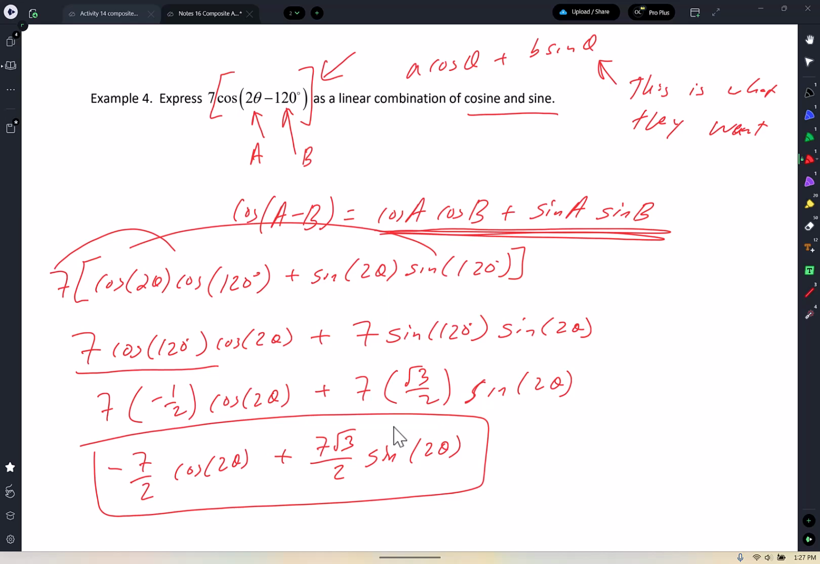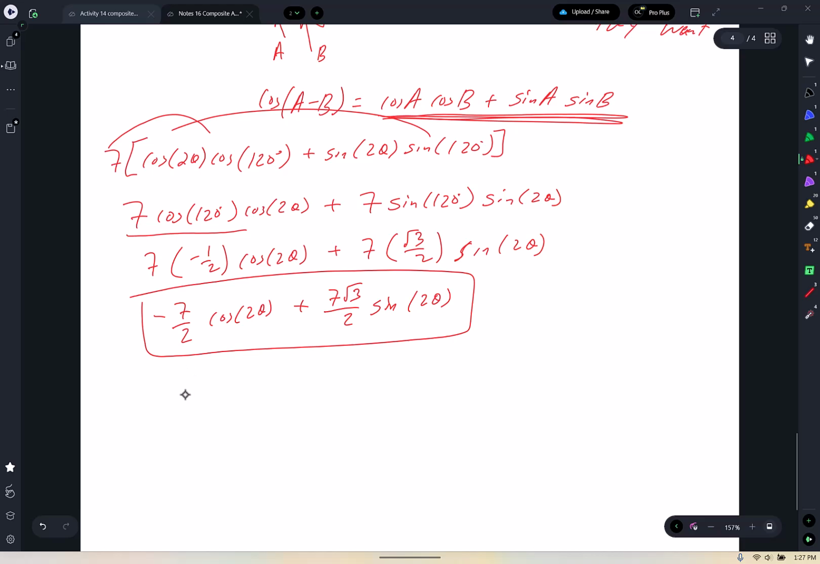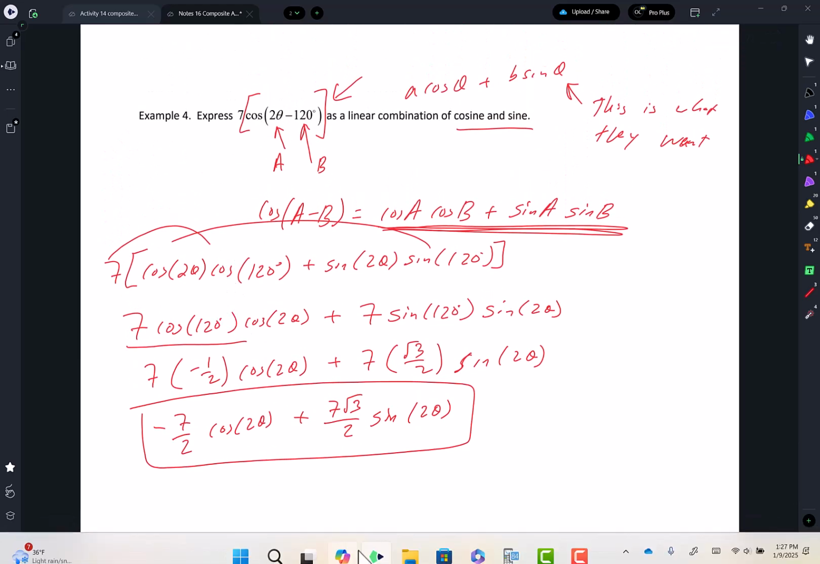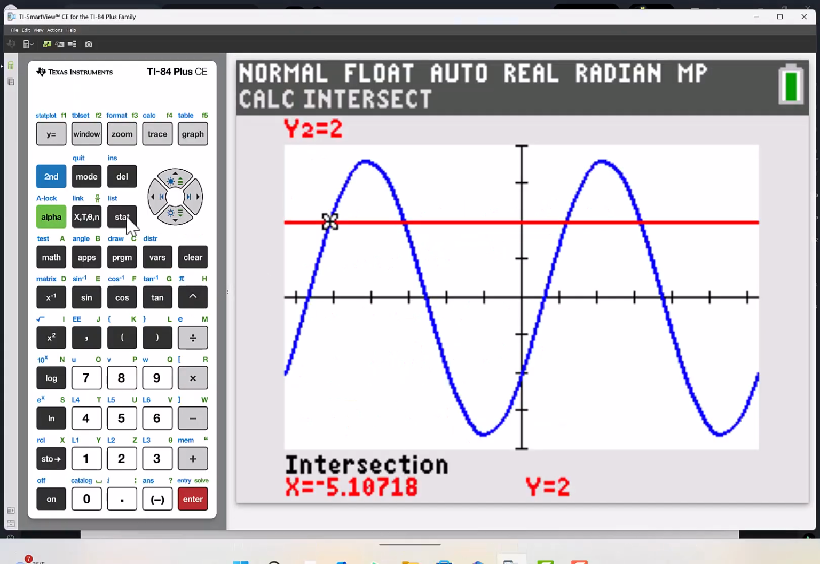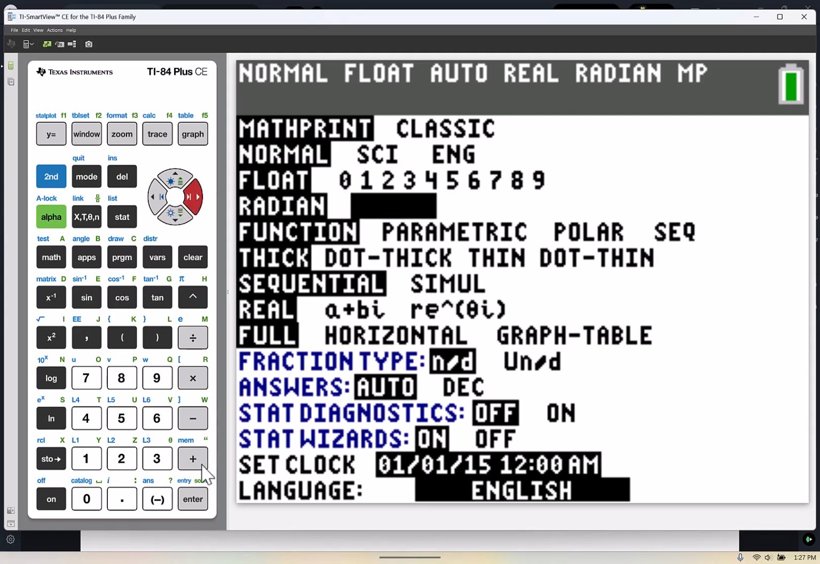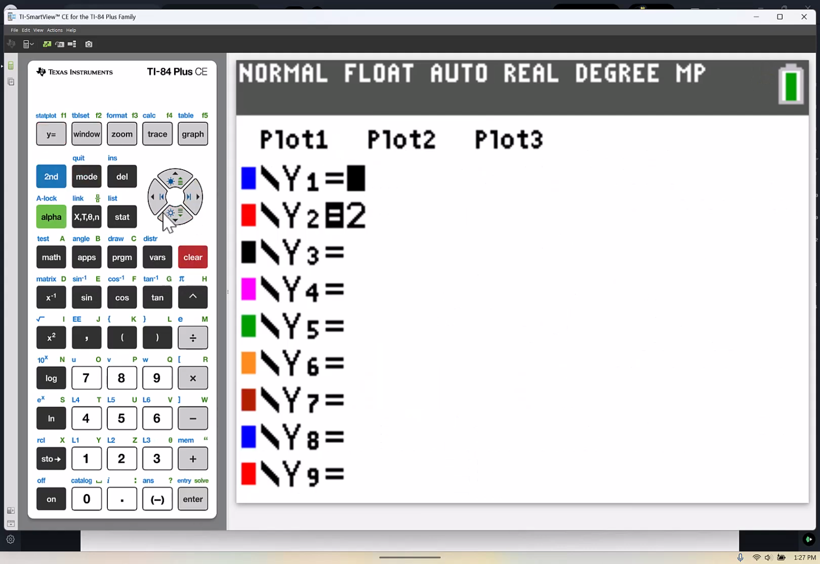How do we feel? And there it is. We finished, guys. Should we check it real quick with a calculator? Just for kicks? Okay, let's check it real quick. So I'm going to change my calculator back to degree mode. I'm sorry that we keep changing it. Mode, degree. And here we go. I'm going to clear Y1. I'm going to clear Y2.